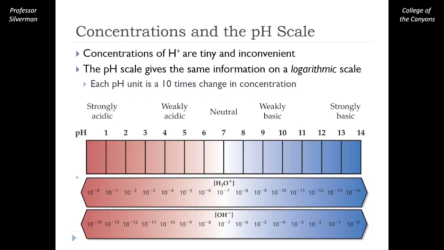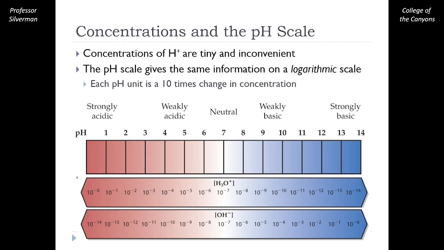We were talking about these numbers, 10 to the negative 7th molar for H3O+ or OH-, but these concentrations of H+ or OH- are really small and not very convenient. Instead, we can quantify how acidic or basic something is using the pH scale. The pH scale is a logarithmic scale, which means each unit in the pH scale is worth a 10 times change in concentration. Essentially, we are condensing 14 orders of magnitude in terms of concentration into simply 14 digits in pH.